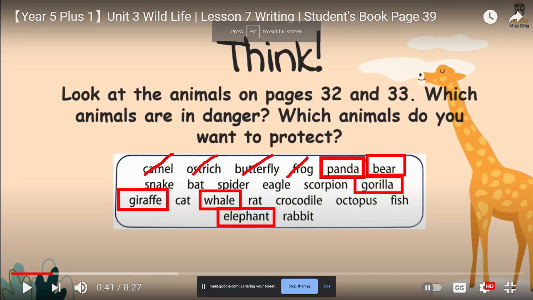Butterfly not, frog not, fish not, octopus maybe. Octopus is very rare on earth. Scorpion no, crocodile no, there are many rabbits around us. Rats no, cats no, bat no, snake no, spider no, eagle no. Remember, we have these animals for protection. There are endangered panda, bear, gorilla, octopus, elephant, giraffe.